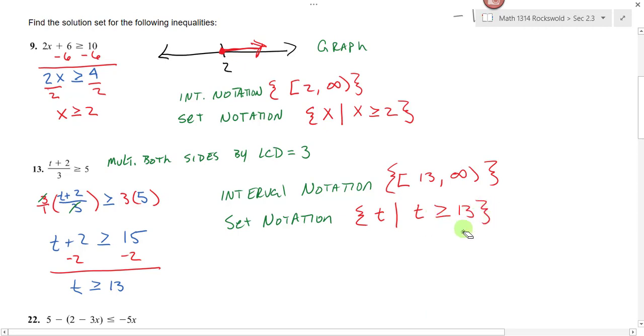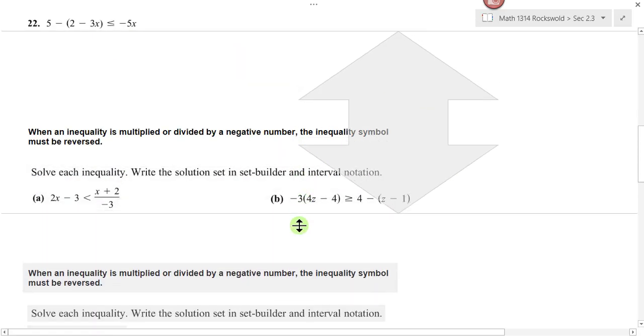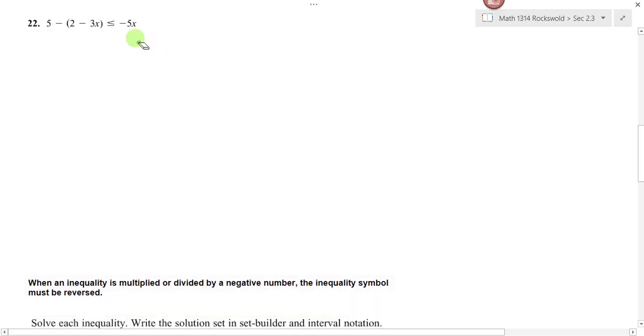I just used the inequality here. This vinculum, which is the fancy word for this vertical line, means our answer is going to be all of the t's given this condition that t is greater than or equal to 13. Both of these answers say the same thing. I don't know what you're going to encounter in the future, so I'm just showing you two different ways to represent the same answer. On number 22, we're asked to solve this inequality.